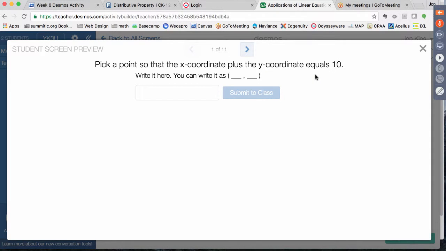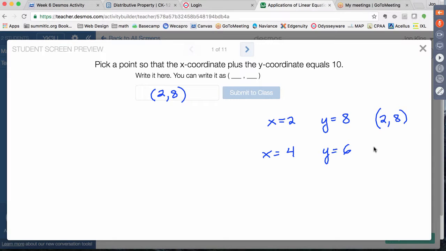Well, there's a lot of different solutions in here that you could do. We could do, let's make x equal 2, and then y equals 8, and those add up to 10, right? So that would be the point 2 and 8. So I would write it in as parentheses 2 comma 8 with the parentheses, just like they're saying. Or we could have 4 and 6. Lots of different things we could do in terms of solutions, right? These are two different points where the x-coordinate and the y-coordinate equal 10.